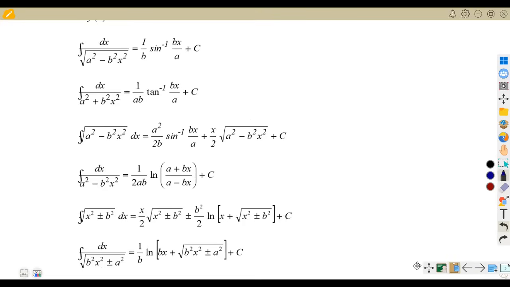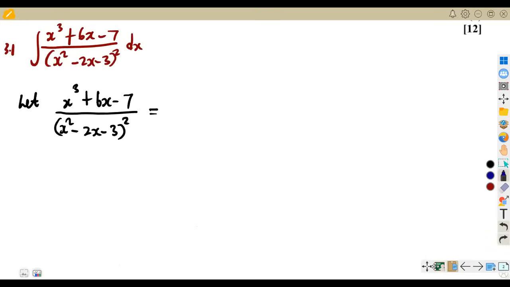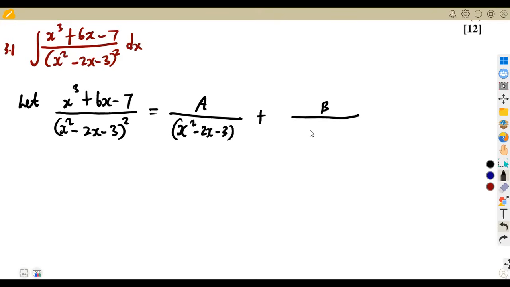Let us get back to our question and see what I'm trying to explain here. If we take this, it is being raised to the exponent of 2. So that means we are working with a repeated linear. We are not saying it's a repeated linear on its own, but it's a quadratic that is being repeated. So we are going to have this as A over x squared minus 2x minus 3, plus B over x squared minus 2x minus 3 squared. This is what you're supposed to have in actual sense.